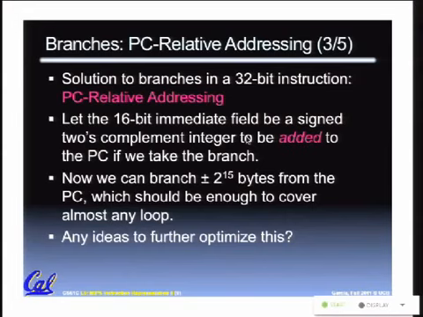So here's an example of branching. We're trying to do a loop here. We're going to keep following this loop as long as the condition is true, and at the end of each iteration, we just jump back to the beginning of the loop.